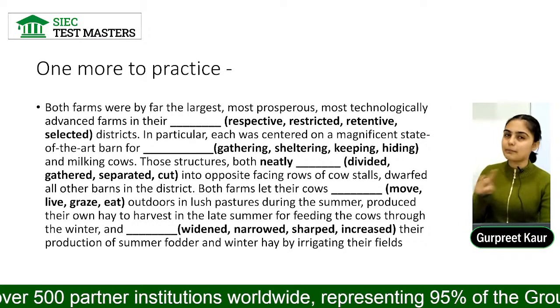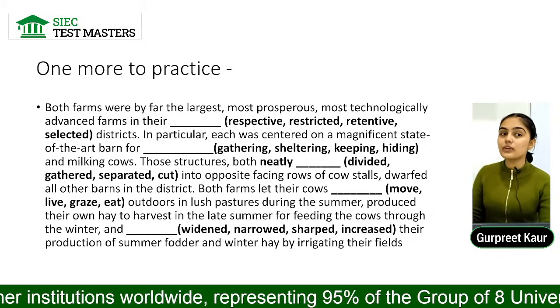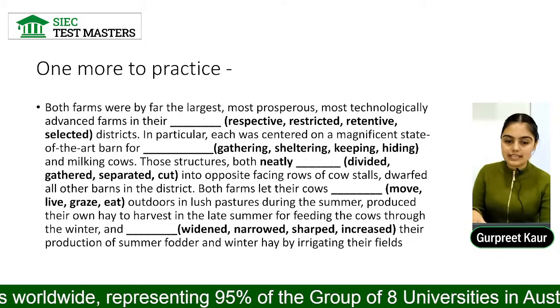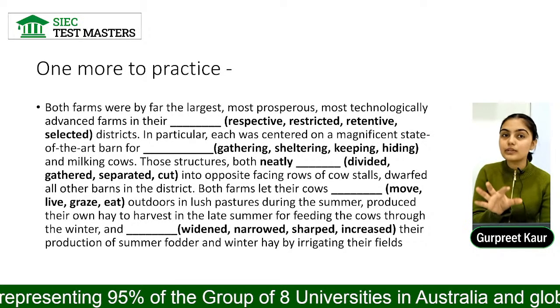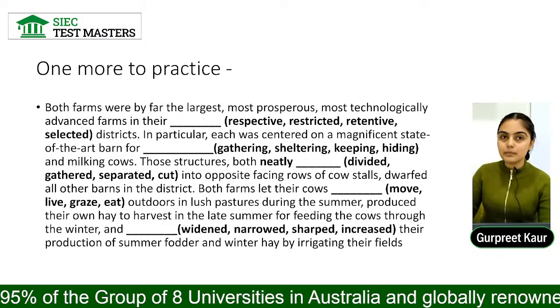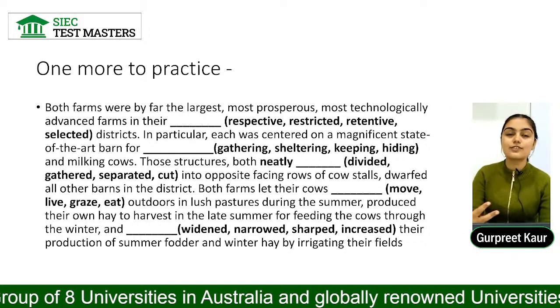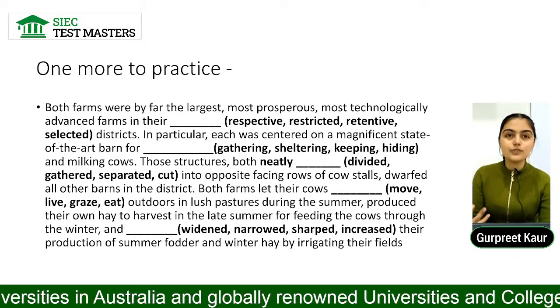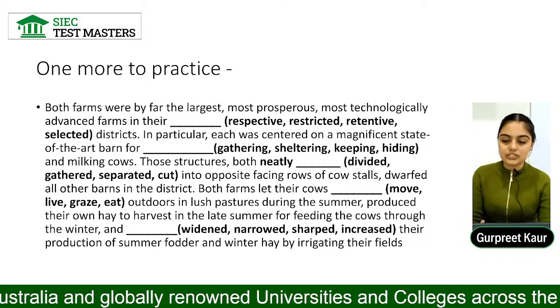Because division can happen in two things as well. Division can further happen into many of the things as well. So here the accurate word is separation, because further on they are mentioning it in the sense of opposite facing, right? So the word here is separated.